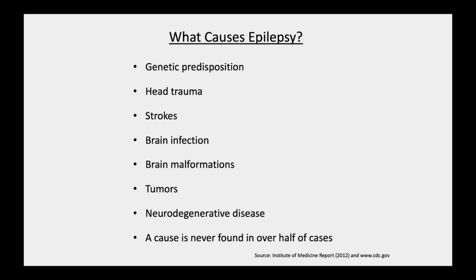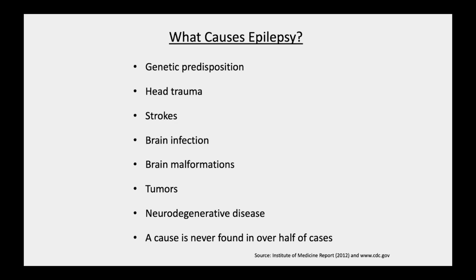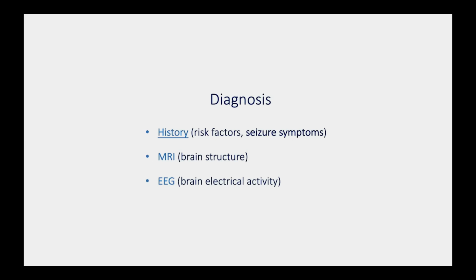It may seem like we have all the answers here, but certainly we don't. A cause is never found in over half the cases. That number is getting smaller now as we uncover more about genetic predispositions and other disorders, but still there are quite a few people where we unfortunately can't give them a good explanation at this time about why they developed epilepsy. So how do we diagnose it?